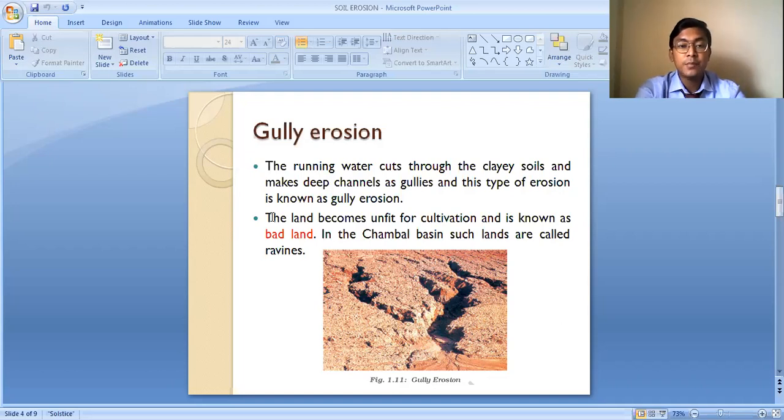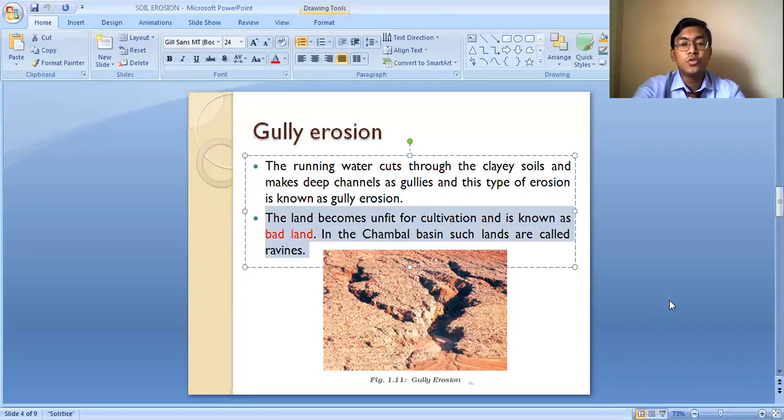The entire area of that particular region is made up of such gully formations, and the land becomes unsuitable for agricultural activities. Such land, which becomes unsuitable for agriculture because of gully erosion, is known as bad land, and it is mostly common in the Chambal River Basin. Here you can see that the land becomes unfit for cultivation and is known as bad land. In the Chambal Basin, such lands are called ravines.